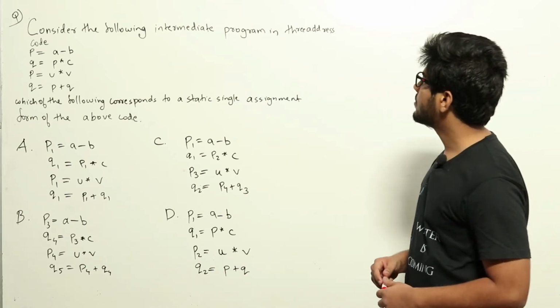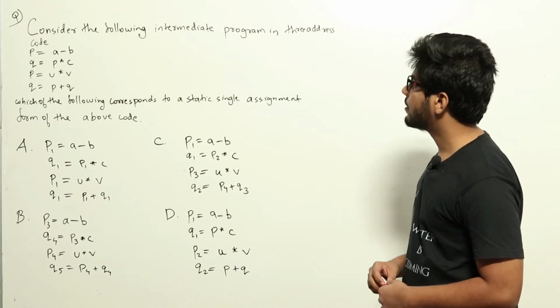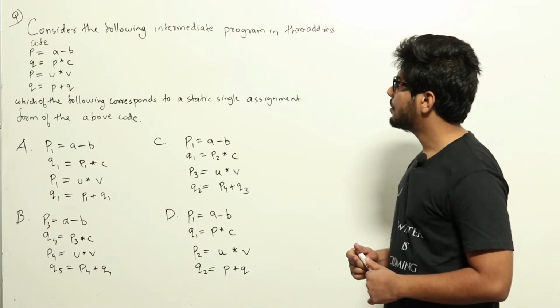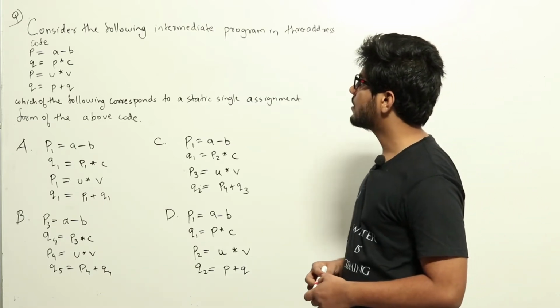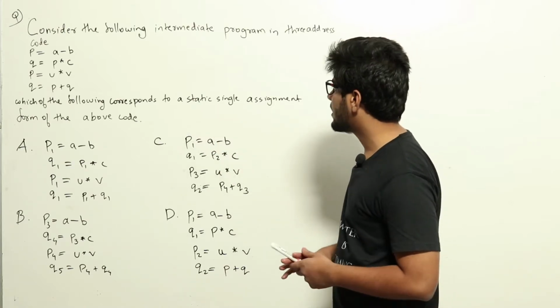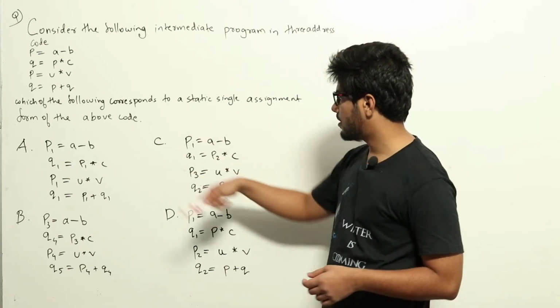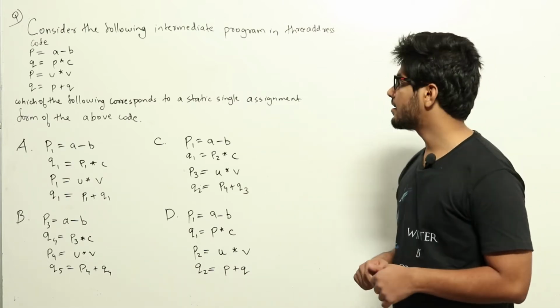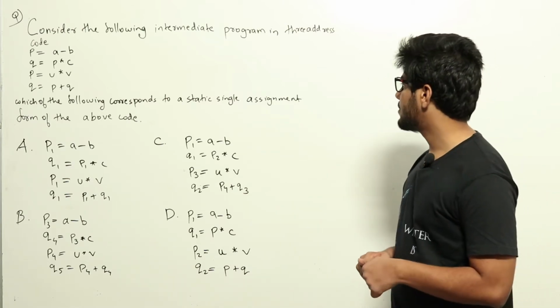Consider the following intermediate program in 3 address code. P equals A minus B, Q equals P into C, P equals U into V, Q equals P plus Q. Which of the following corresponds to a static single assignment form of the above code? And we have been given 4 options.